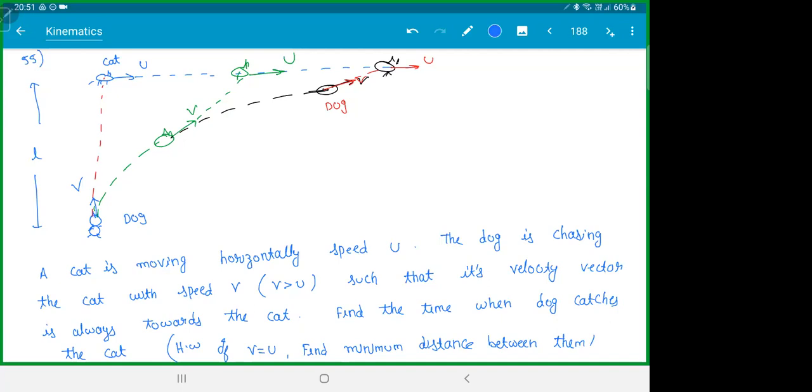I hope the question is clear. Anyone who didn't get the question, please ask. The cat is simply running with a constant speed in a straight line. The dog is chasing the cat and running behind it. How do we approach this?